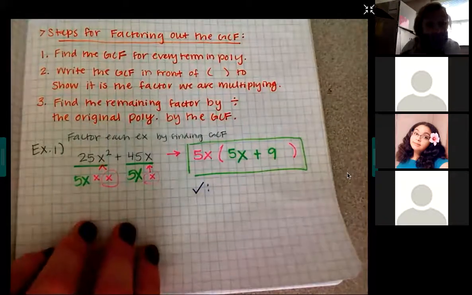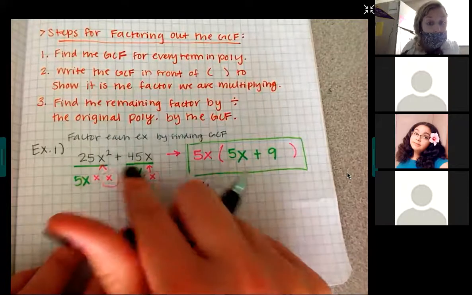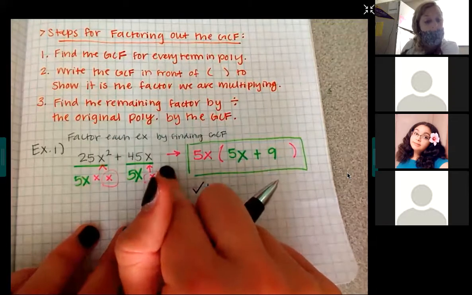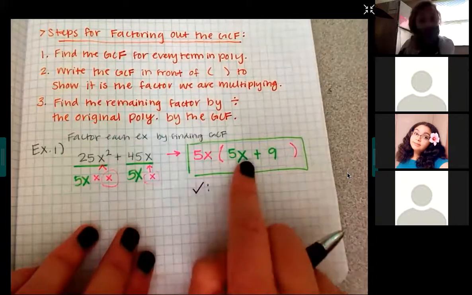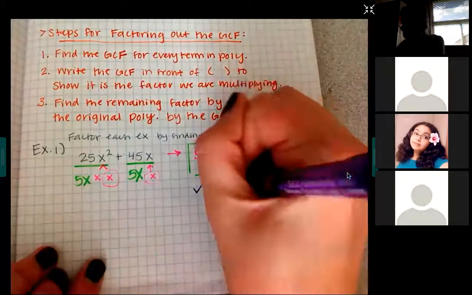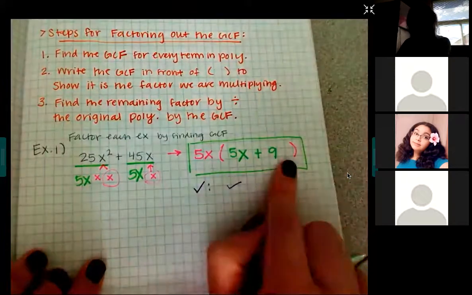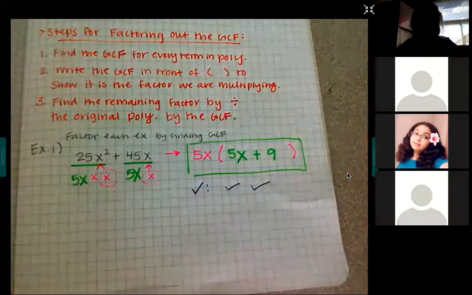So she said, okay, so when you distribute this, when you multiply it, you do get 25x squared plus 45x. Y'all, that's how you check yourself. That's how you know you did it right. If I do 5x times 5x, do I get 25x squared? Yes. Okay. If I do 5x times 9, don't I get 45x? Yes. You did it right. Does that make sense?